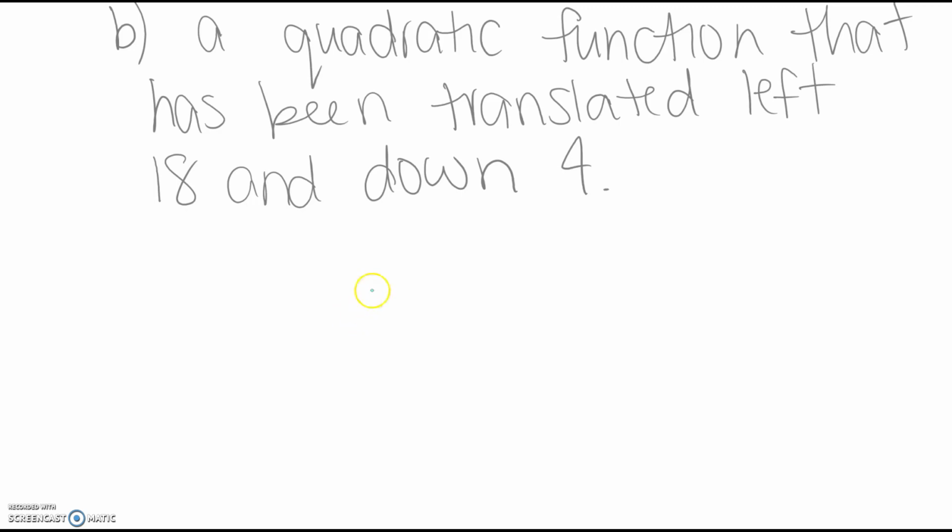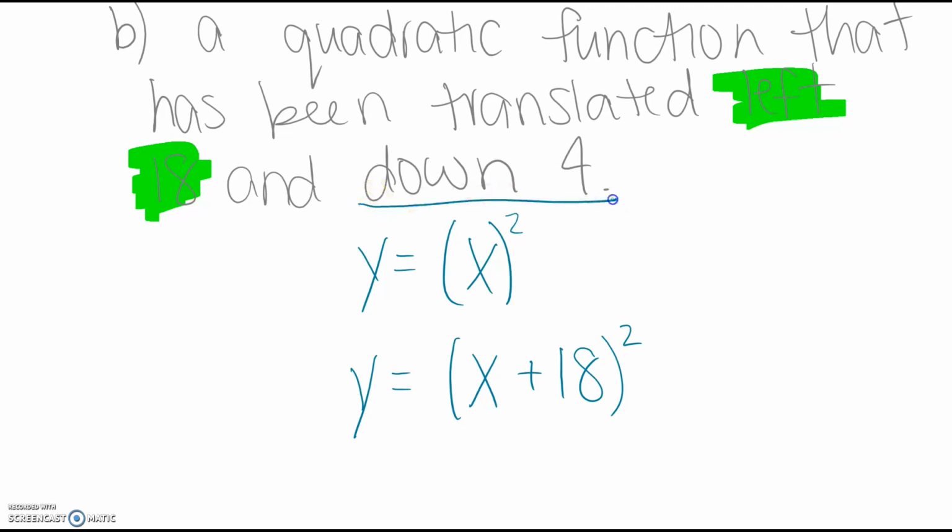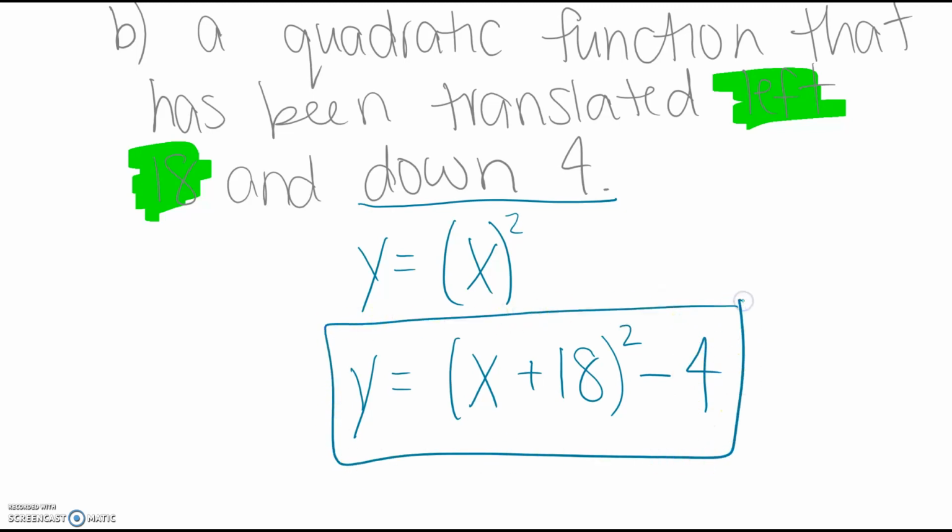Hopefully you got quadratic. So again, y equals, should be thinking of the parent, which is just x squared. Because we're going left 18, left affects the inside, so y equals parentheses x. If it's left, it's going to be plus 18. Don't forget to close your parentheses and square it. That's a common mistake. And then in down 4, so on the outside we have a minus 4. And that is our final equation.